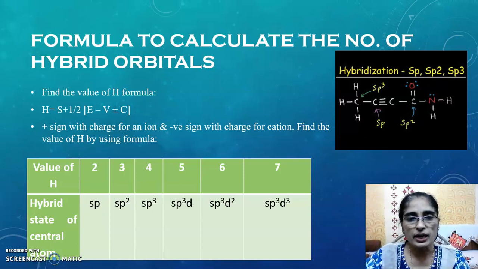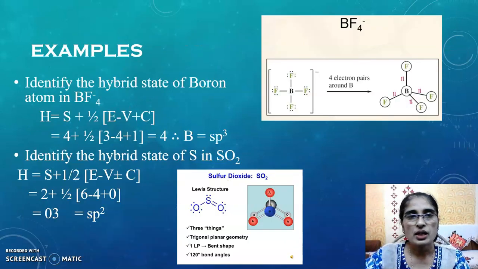Now if we calculate the value of H, if it comes to 2, then it indicates the type of hybridization is sp. If 3, then sp2; 4, sp3; 5, sp3d; 6, sp3d2; and 7, sp3d3. These are some examples using this formula.